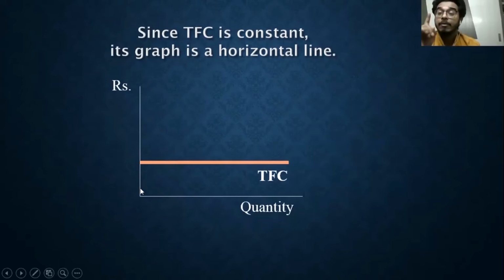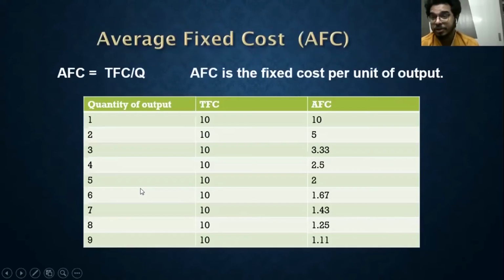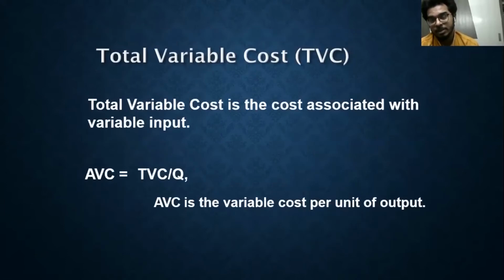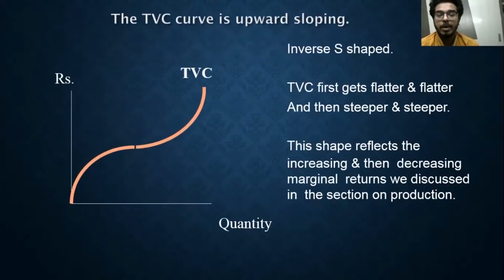But variable inputs are required only when I start my production. So when my production is zero, my total variable cost is also zero. As I start increasing my output, my variable input is recruited and my variable cost starts increasing. Remember, it starts from the origin. But total fixed cost is not at the origin. It starts from somewhere here.